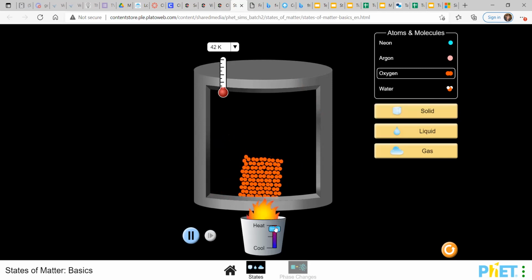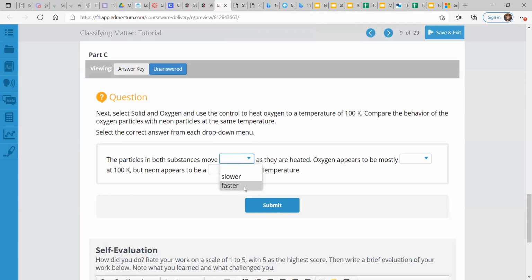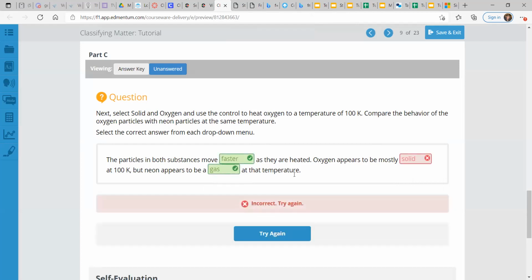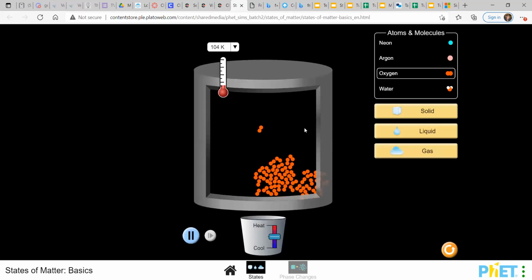Solid, and then... So they're still bunched up way more than the neon was at this temperature. They both move faster, but oxygen appears to be mostly solid. Oh, sorry. I guess oxygen was more liquidy. There we go. So, yeah, I should have known. They're sticking together, but they're obviously moving more freely than in the solid state. So, it's a liquid.